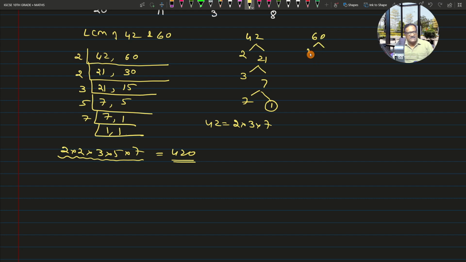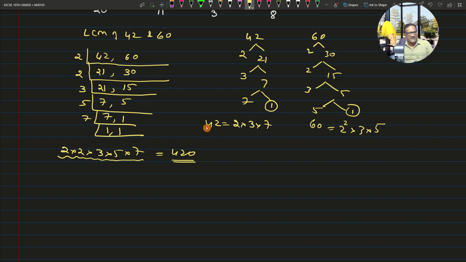Same way for 60, start with a 2, so it will be 30. Again 2, it will be 15. Again 3, it will be 5 over here. And again 5, and here you will get a 1. So the prime factors of 60 happen to be 2 square into 3 into 5.